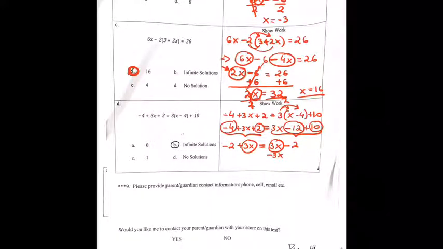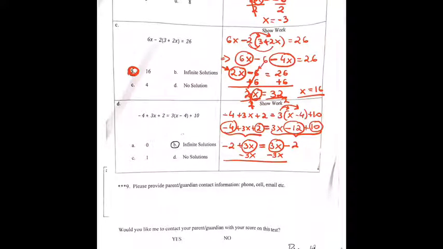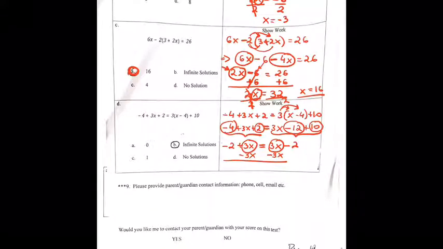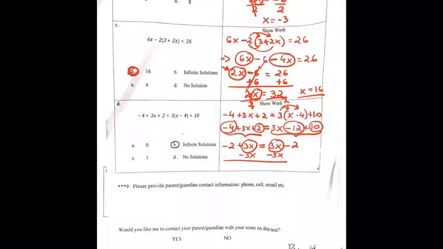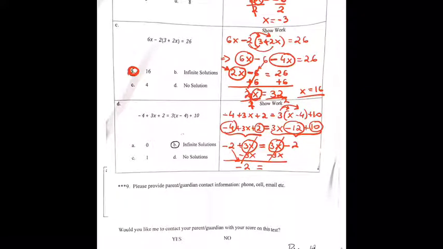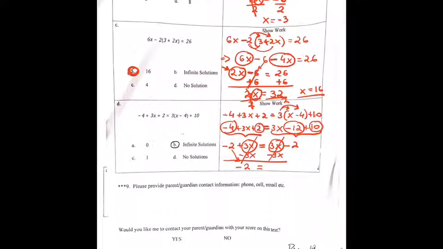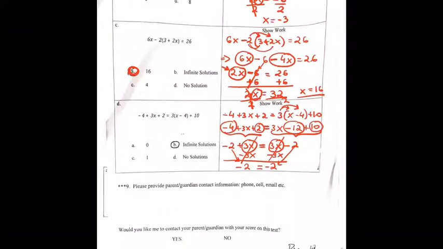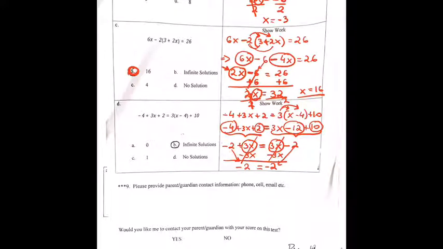I'm subtracting a 3x in order to get rid of that 3x. So plus 3x minus 3x cancels out on the left and gives me 0, and I have that negative 2 still there, equals 3x minus 3x on the right side also cancels out to give me 0, and I have that negative 2 still left. So now I ended up with something that looks like this. Negative 2 equals negative 2.